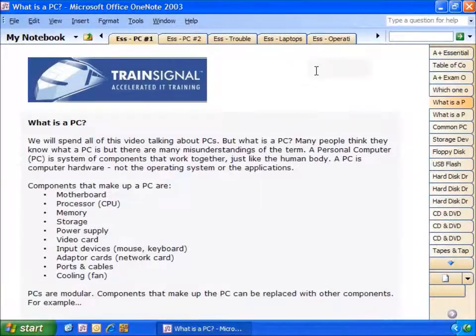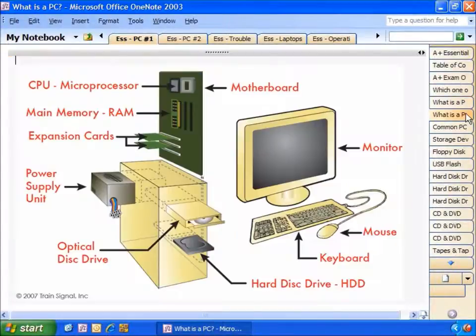There's not many upgrades you can do, or modules that can be easily swapped out on a laptop. All right, so we talked about what is a PC. Let's look a little bit more at a diagram of a PC to help us understand all the parts that make up this personal computer.